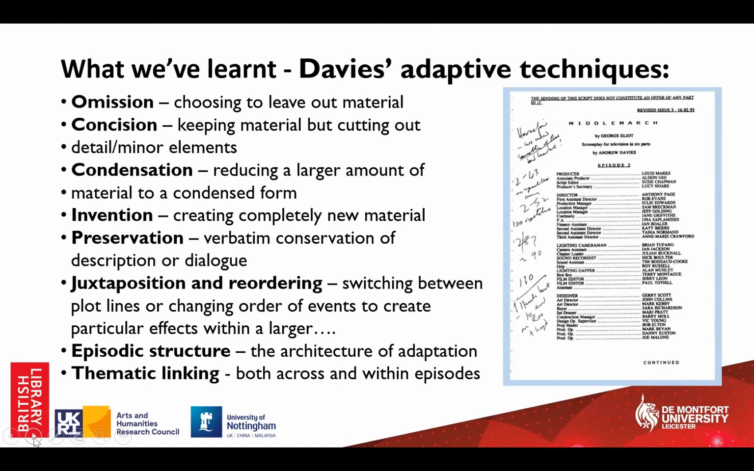Now, as additional activities in the classroom, there's lots that one could do around some of these particular techniques. For example, there are opportunities for creative writing based upon Andrew Davies' own inventions, the elements of the adaptation that don't appear in the novel, what he adds. There is a lot to explore around the way in which some material is juxtaposed or reordered in the adaptation from the source novel, in terms of learning more about plot and narrative in order to create particular effects.